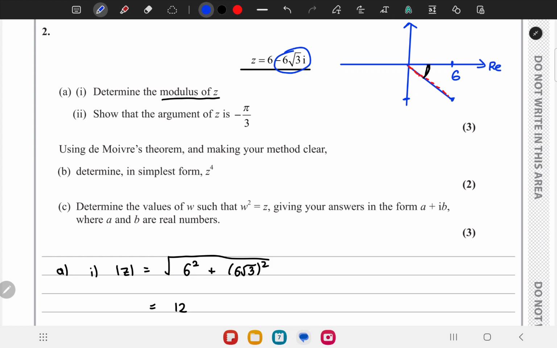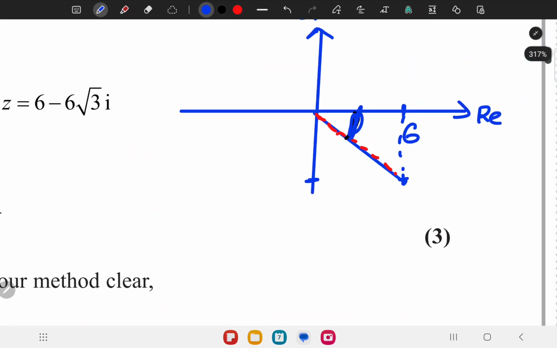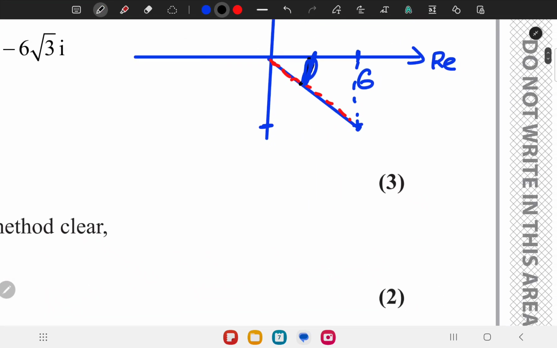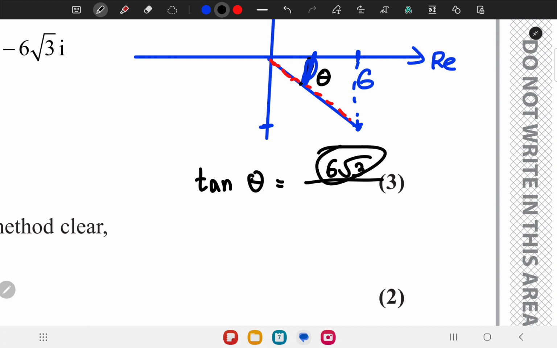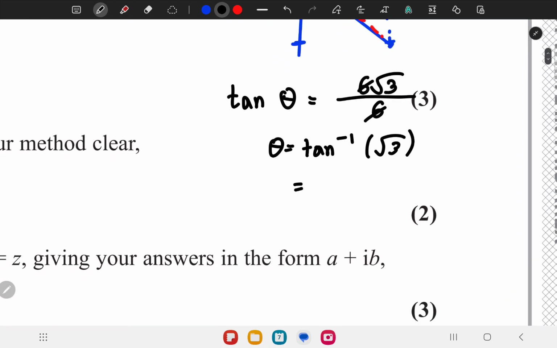For such cases, we'll always imagine a triangle like this with the angle over here with the real axis, and we'll get tan theta, so this angle, to be the magnitude of the imaginary component divided by the magnitude of the real component. So theta would be tan inverse root 3 or pi by 3.